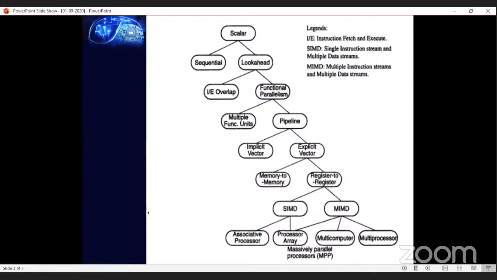Once again, the explicit vector was expanded by introducing memory to memory vector processing or register to register vector processing. The introduction of register to register vector processing, explicit vector processing, yields the generation of parallel computing processes, what I said, SIMD and MIMD. Under SIMD, there are two types of parallel computers. What are they? Associative processor and processor array. Like that, under MIMD, there are two types of parallel computing. What is that? Multi-computer and multiprocessor.